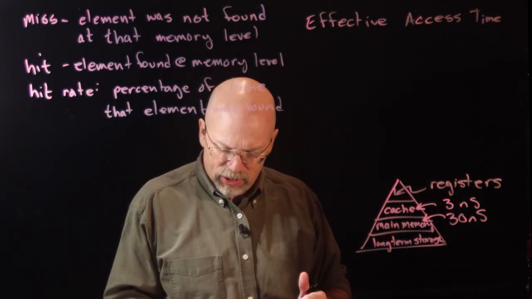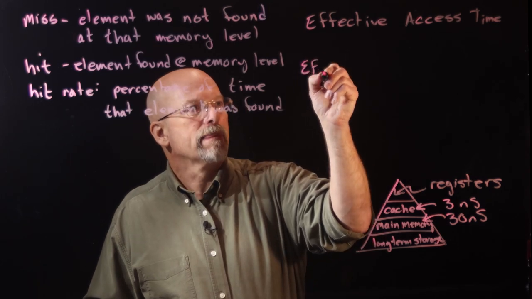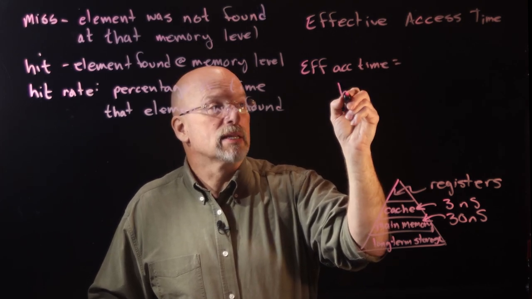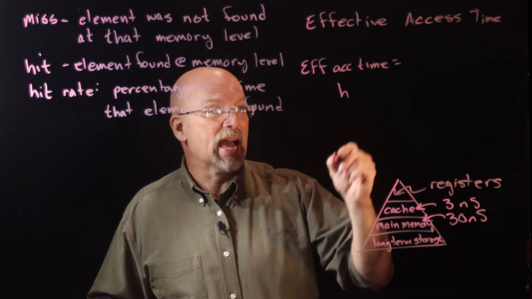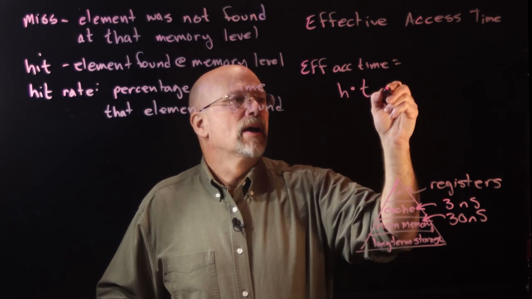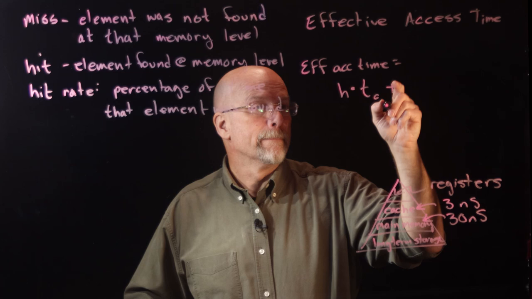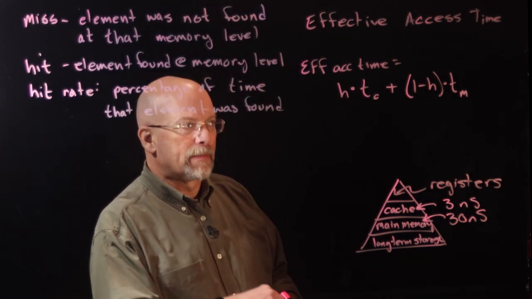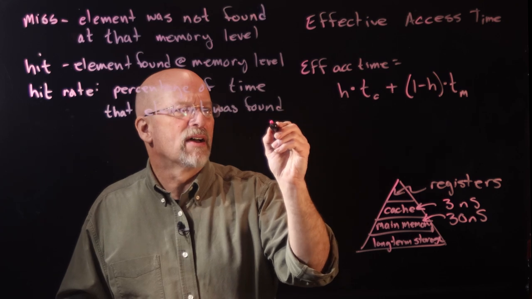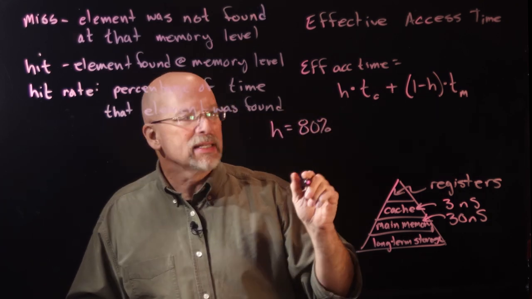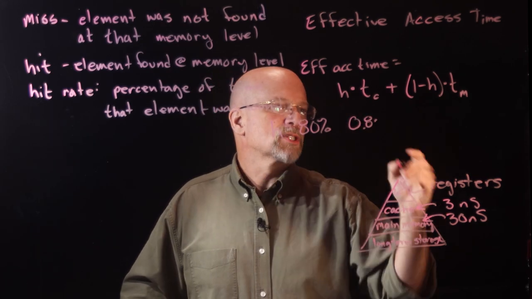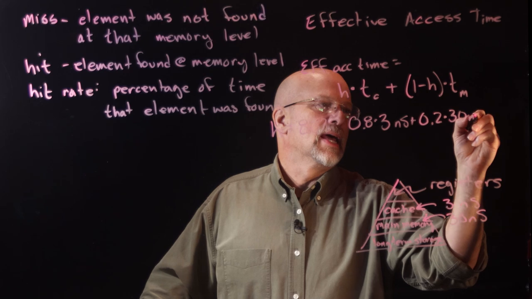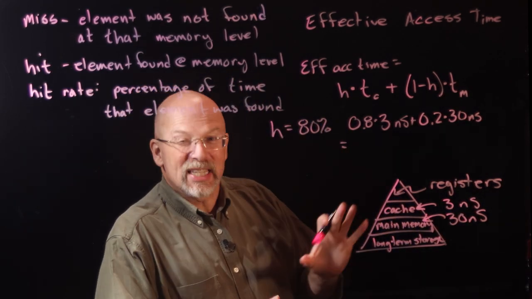What we're going to look at is that the effective access time is equal to the hit rate for finding something in the cache times the time for the cache, plus, and remember the hit rate is a percentage so it's less than one, one minus the hit rate times the time it takes to grab something from main memory. Let's just say we have a hit rate equal to 80%. That means the effective time is equal to 0.8 times 3 nanoseconds plus 1 minus 0.8, or 0.2, times 30 nanoseconds.